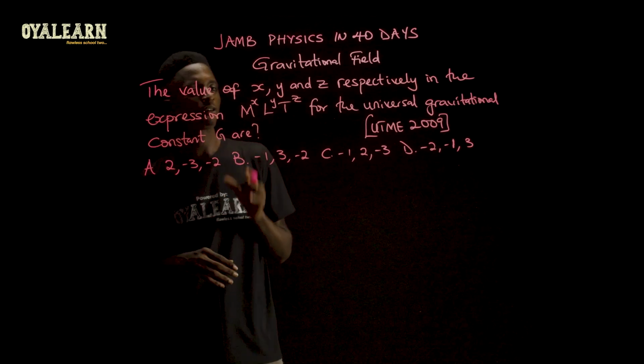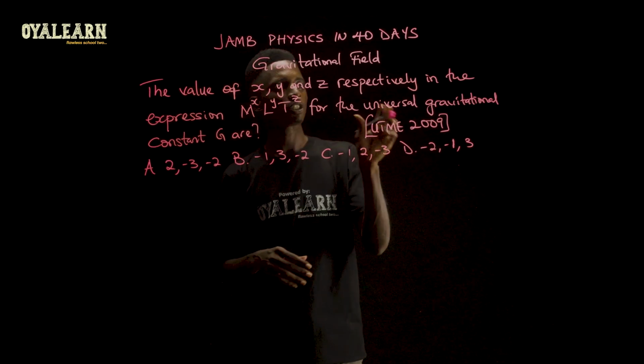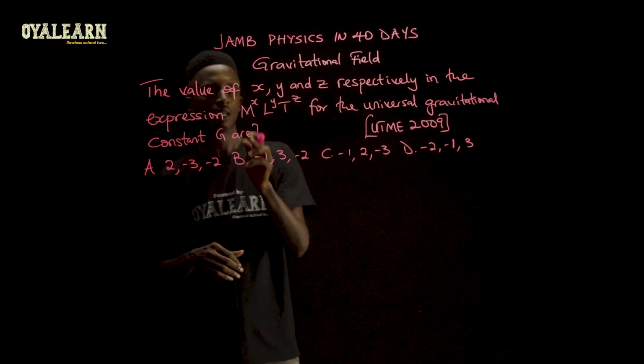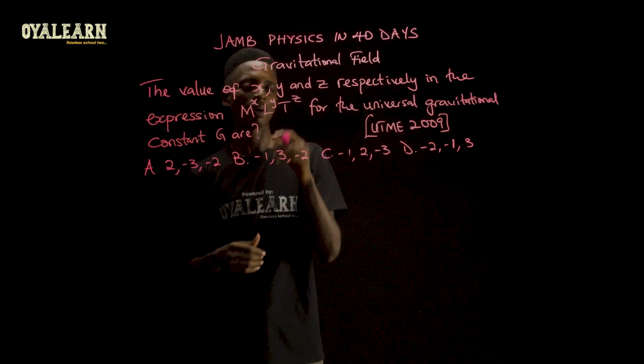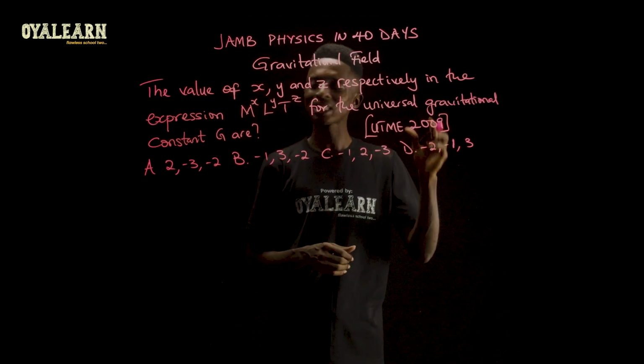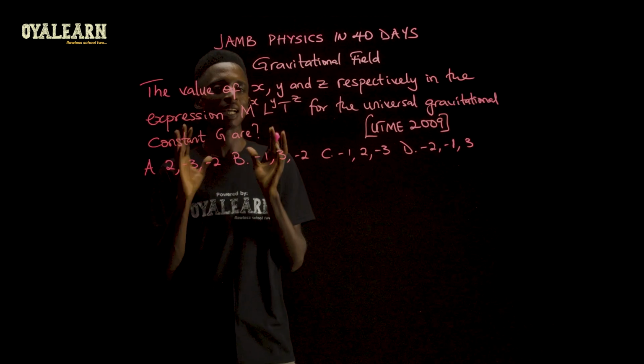The value of x, y, and z respectively in the expression m to the power of x, l to the power of y, and t to the power of z for the universal gravitational constant G are.